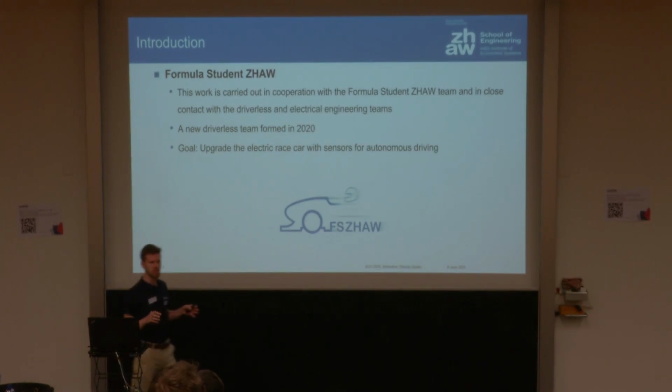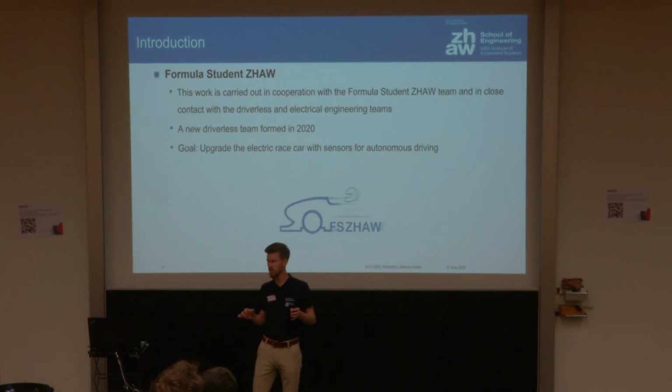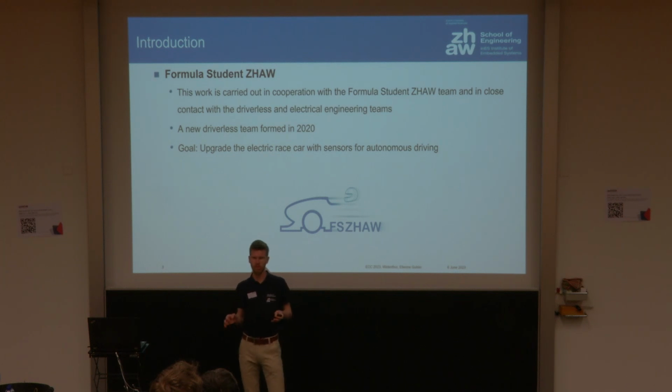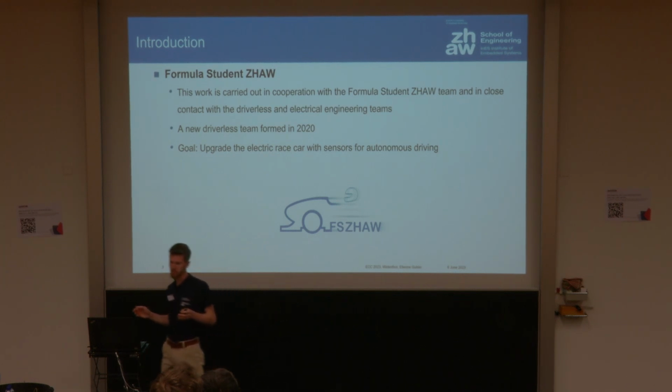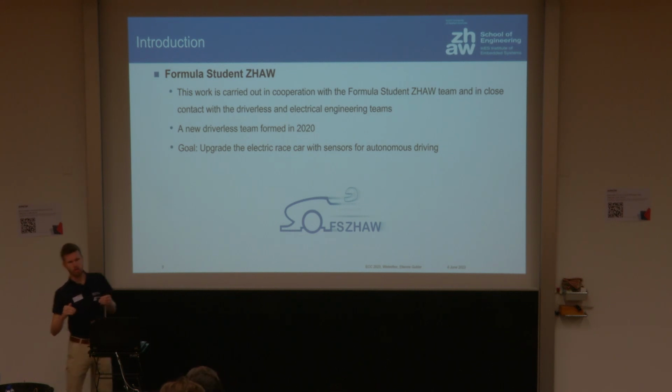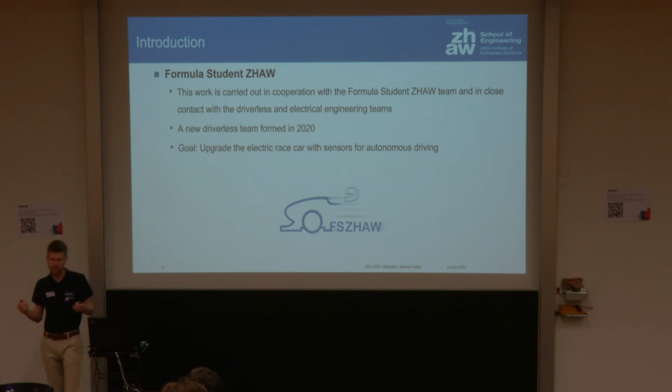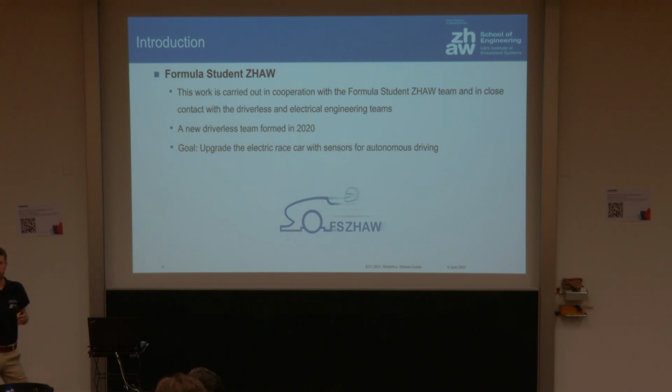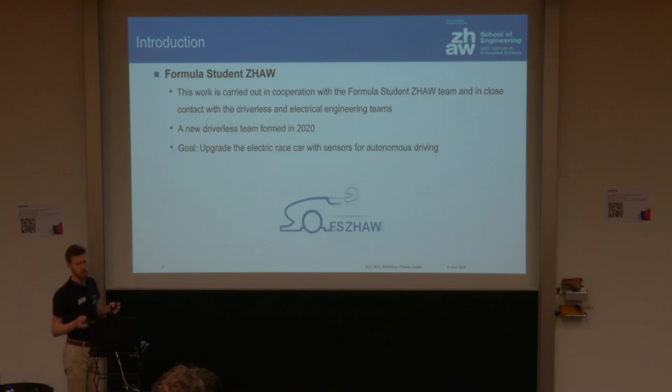This whole project was centered in the context of the Formula Student ZHAW race team. They have their own race car and are trying to participate in races all over the world. Our part was to make the car capable of driving autonomously. The car currently needs a driver, but there are also competitions where autonomous race cars compete. So we were trying to put together a system piece by piece to make the current car self-driving.